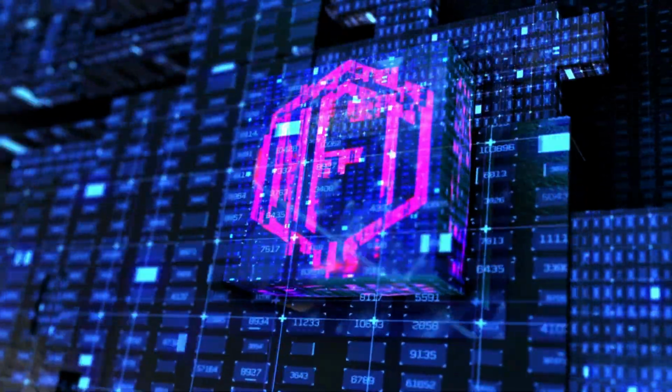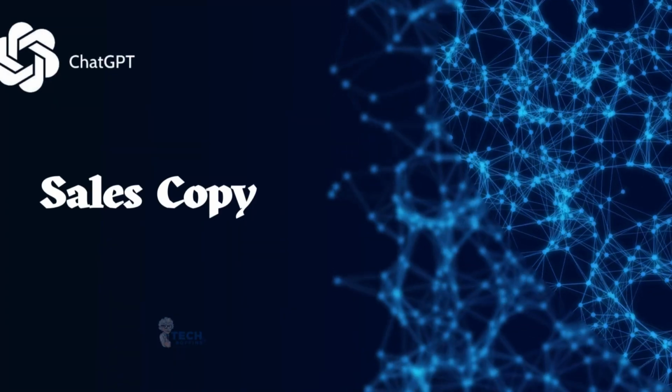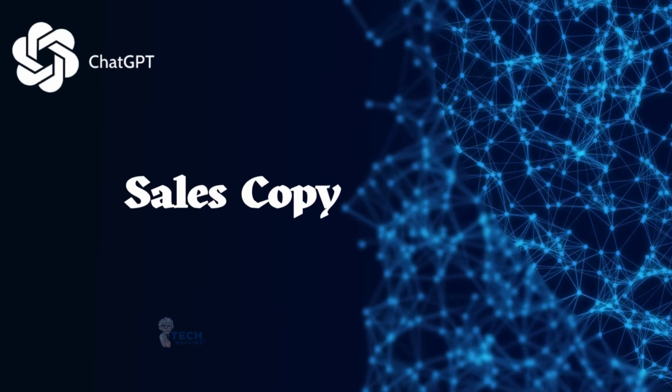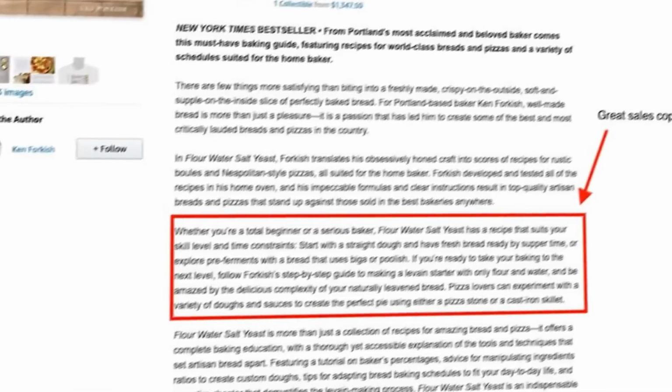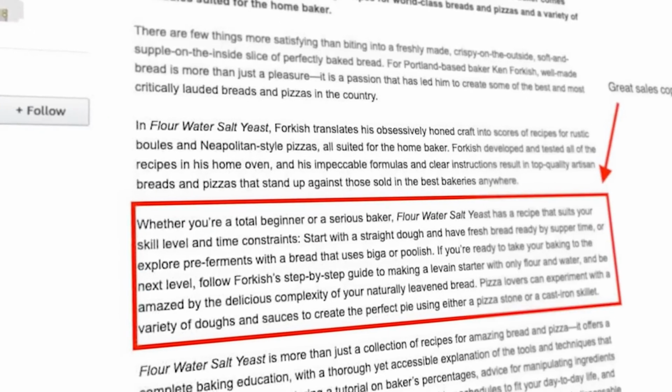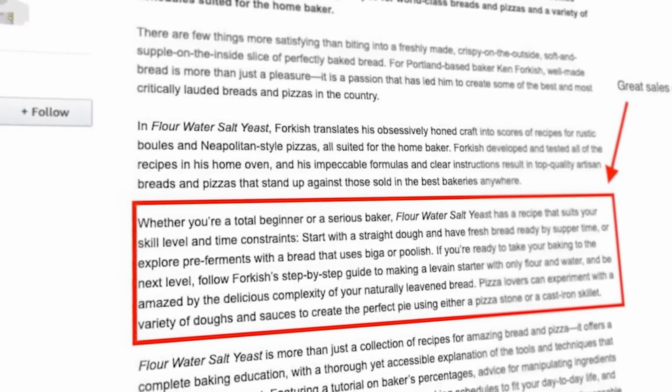All right, so the first business is in a very big industry, and that is called sales copy. Copywriting is basically the words on any website or sales copy. If you're trying to sell a product, what is the description of your product on Amazon or in a Facebook ad where they have a description?